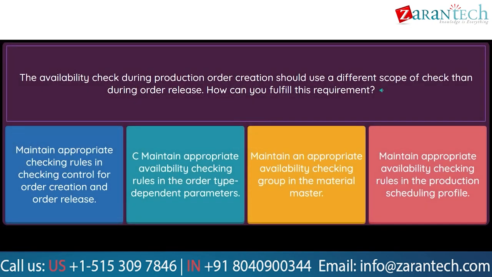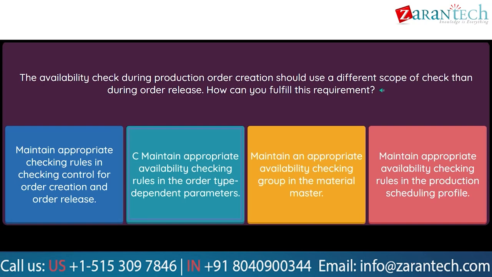Question, the availability check during production order creation should use a different scope of check than during order release. How can you fulfill this requirement? Option 1, maintain appropriate checking rules in checking control for order creation and order release.